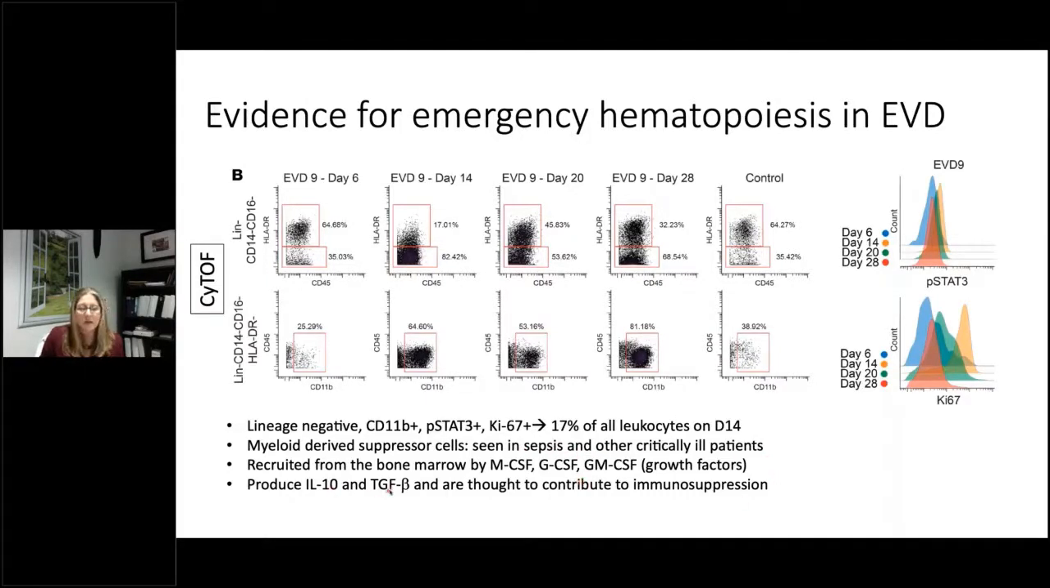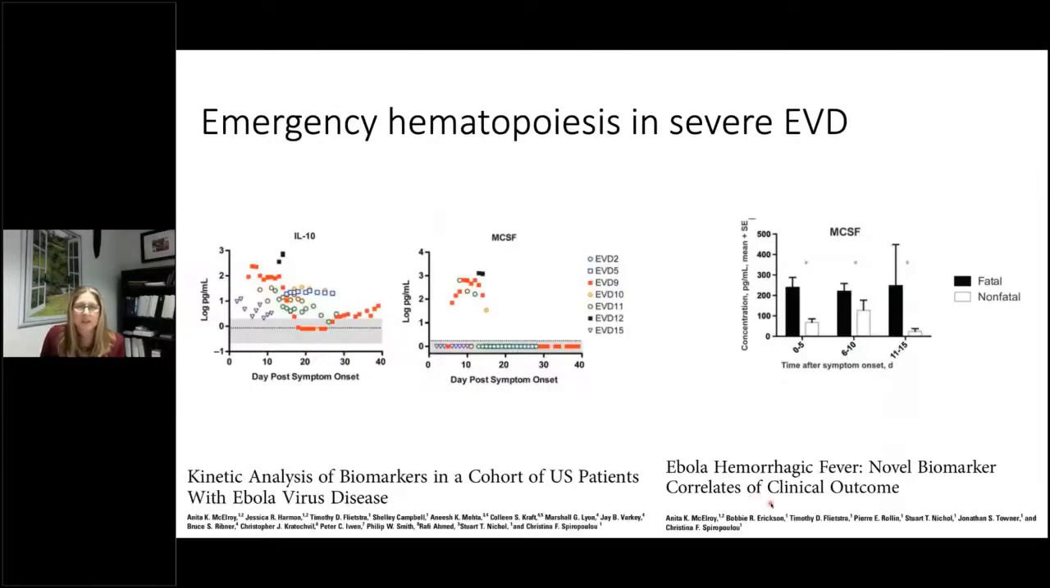These cells produce IL-10 and TGF-beta and are thought to contribute to immunosuppression, which might be an explanation for why we see immunosuppression in such severe EVD. And we even have some data to suggest that that's the case. So these are two other studies that we did. On the left, you're looking at a kinetic analysis of biomarkers in a cohort of patients, but I'll just draw your attention to EBV9 because he's the patient I'm showing you data for. High levels of IL-10 in this patient in the acute phase, consistent with immunosuppressive activity.